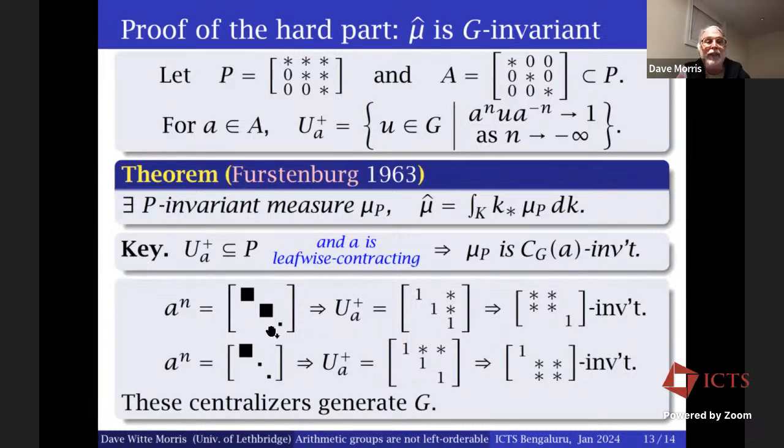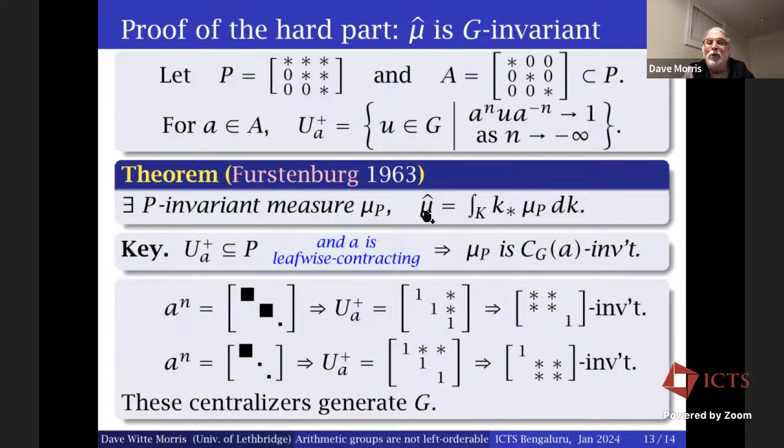So what that means is that mu P is invariant under both of these. So it's invariant under the subgroup they generate. Mu P is actually invariant under all of G. And in particular, it's invariant under K. So when you translate mu P by K, this actually is just mu P.